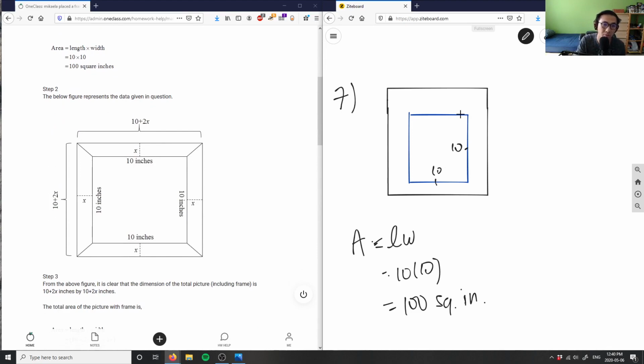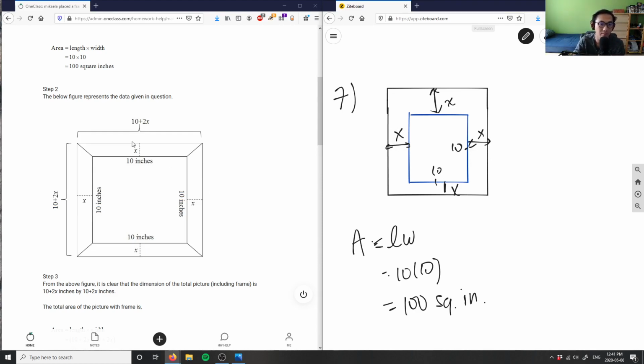And this here, we don't know, right? This here is x. So we're trying to find this value here. And this here is x. This here is also x. We have x again. And this here is x. So, as you can see, they drew a really, really nice diagram here.